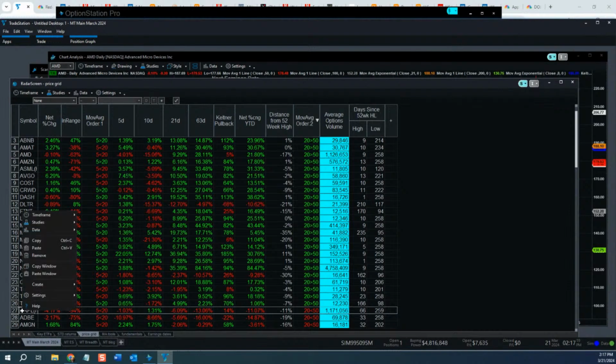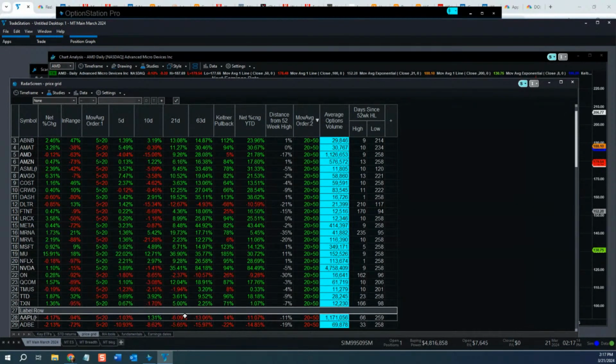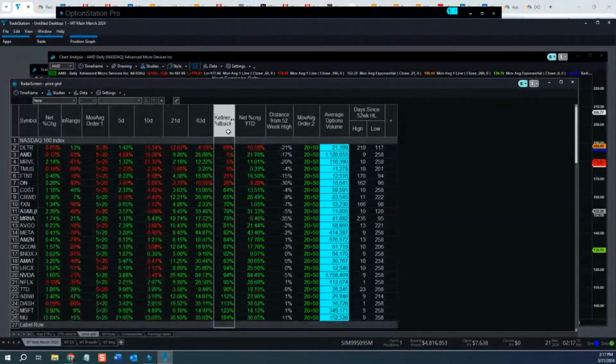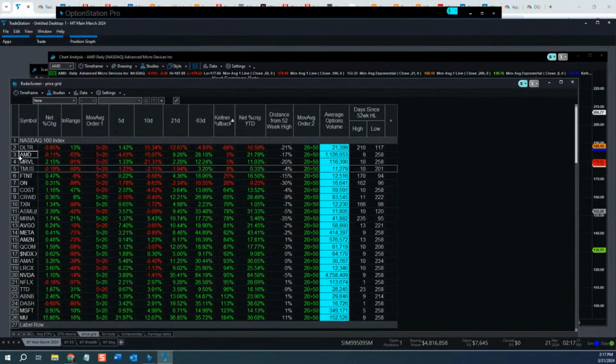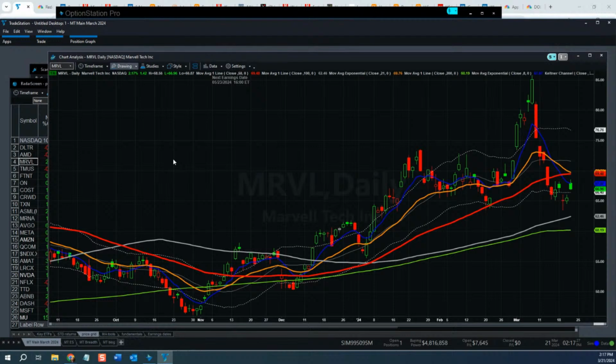So what we're going to do now is we're going to right click again, go to data, add label row, and now we've basically excluded stocks that have the 20-day under the 50-day. Now we can do the Keltner pullback again. And it's going to show us, again, AMD, Marvell. So these are also interesting names, semiconductor names that have pulled back really sharply. And here they're down at the bottom of the channel.